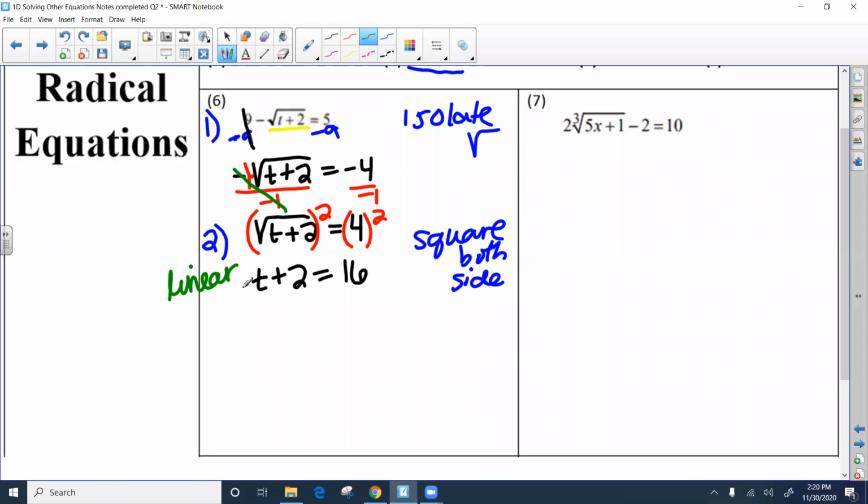After I got rid of the radical, I'm just trying to get the t by itself. So subtract 2 to get the t by itself, and we get t equals 14. Okay, so there is our solution.